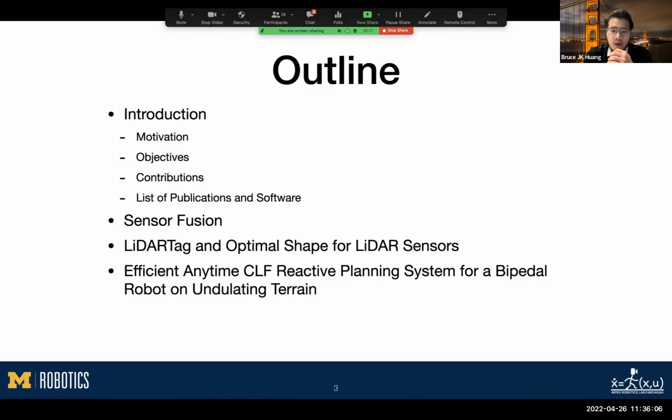This is the outline of this presentation. I'm going to first give a quick introduction, then I will jump into three main topics: sensor fusion, LiDAR tag, and optimal shape for LiDAR pose estimation. And finally, an efficient anytime CLF reactive planning system that autonomously guides Cassie traversing through the Wavefield at the University of Michigan.